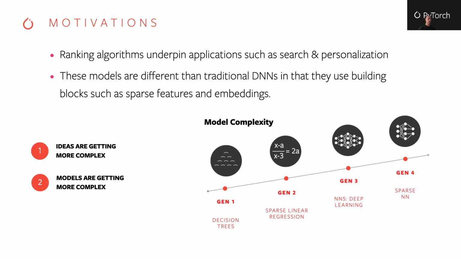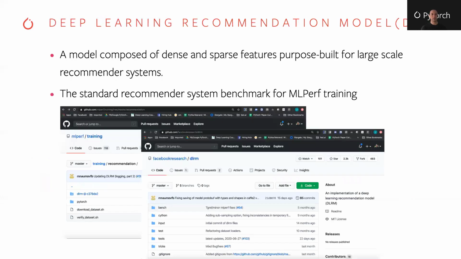But overall, what we see is the trend is ideas are getting more complex. I know they are at Facebook. Models are getting more complex. And you can see over time, just in this graph here, how we've seen things. So way back in the day when life was simple, life was very easy. Decision trees were the state of the art. And then things like sparse linear regression, and then everyone discovered deep learning a few years later, and people started using neural nets. And then, of course, we moved on to sparse neural networks. And now we live really in a world of something even more complex.